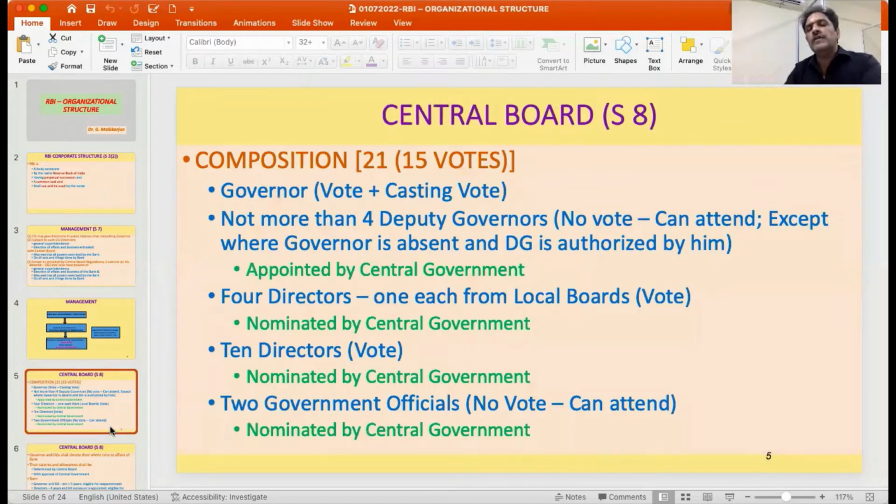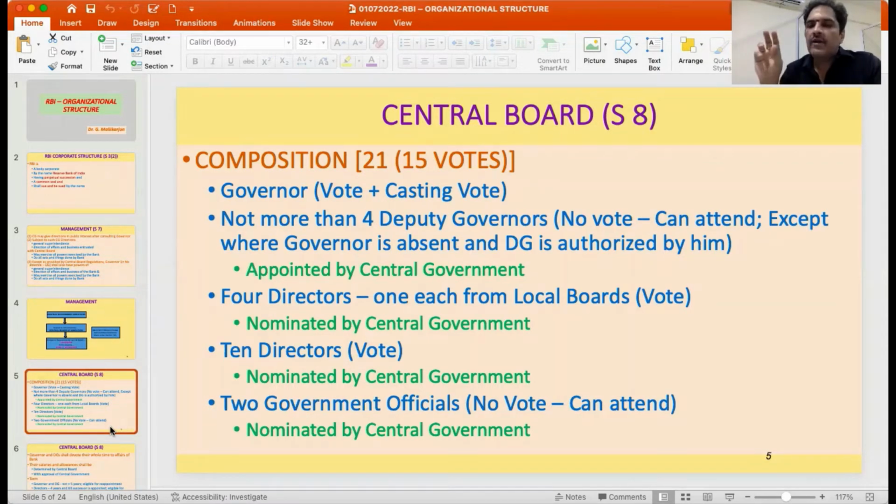So what is the composition of the central board of Reserve Bank of India? Section 8 of the Reserve Bank of India Act talks about the composition of the central board. Our central board consists of 21 members chaired by the governor. The governor has a vote, and he also has a casting vote in case there is a tie. Then not more than 4 deputy governors. These deputy governors can attend the meeting, but they cannot vote. The only instance where a deputy governor can vote is when the governor is not there, and the governor specifically authorizes the deputy governor to act on his behalf in that particular central board meeting.